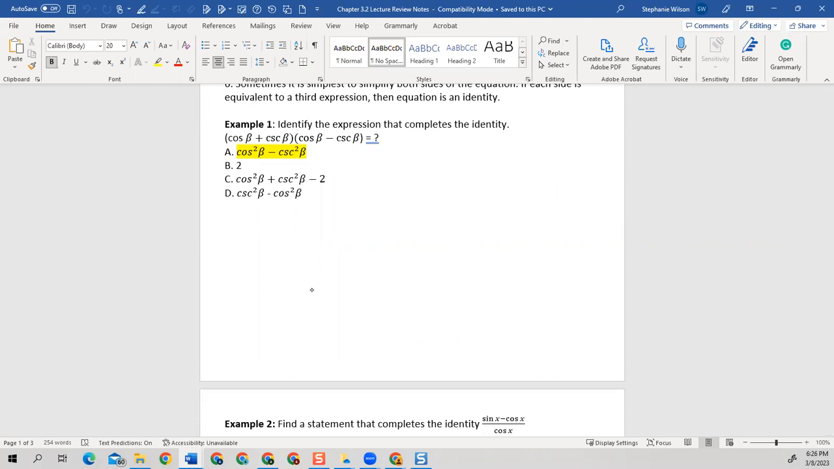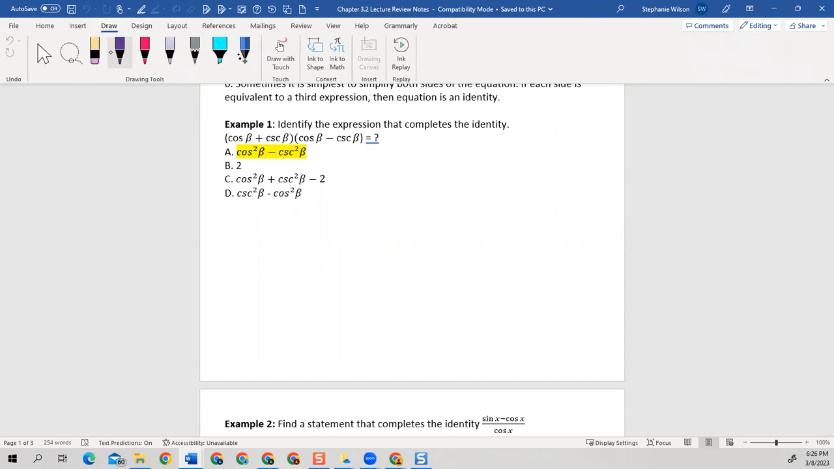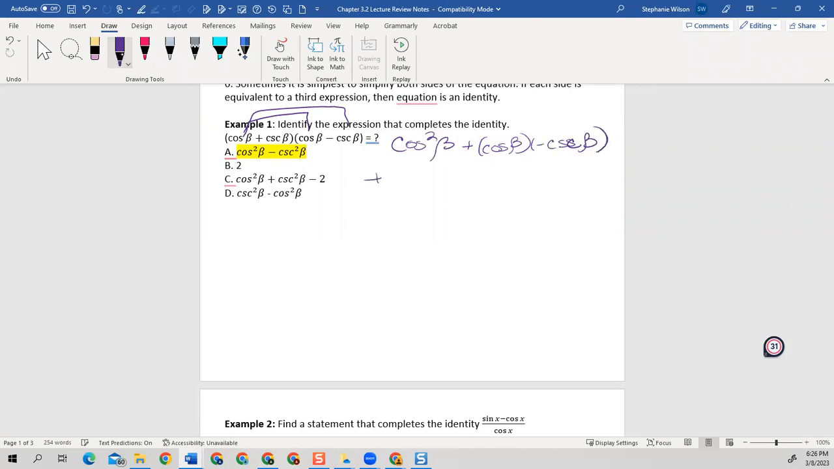I noticed that this is a binomial times a binomial. Let's go ahead and multiply this out. We take our first times our first. What does that give me? It gives me cosine squared beta. Now let's take our cosine times that negative cosecant. Plus, now let's do this one.